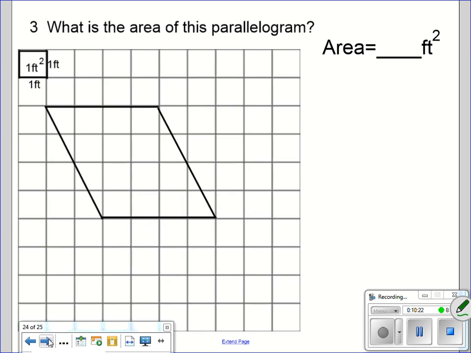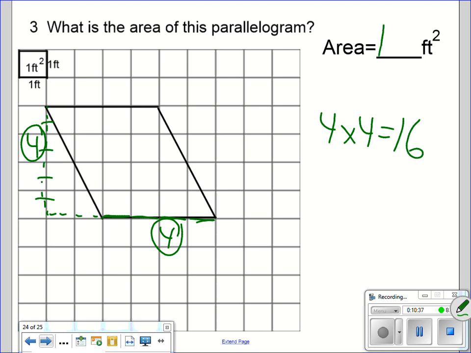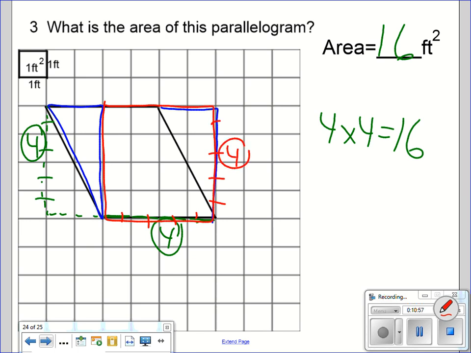Last problem. Here's my parallelogram. Going here, going over. My height, 1, 2, 3, 4. 4 is my height. My base, 1, 2, 3, 4. 4 is my base. 4 times 4 gives me 16 for an answer. Once again, let's take a look. Would this triangle right here fit right in this spot? It would. It would give me a shape that would look like this. My base is still 4. My height is 1, 2, 3, 4. 4 times 4 gives me 16.